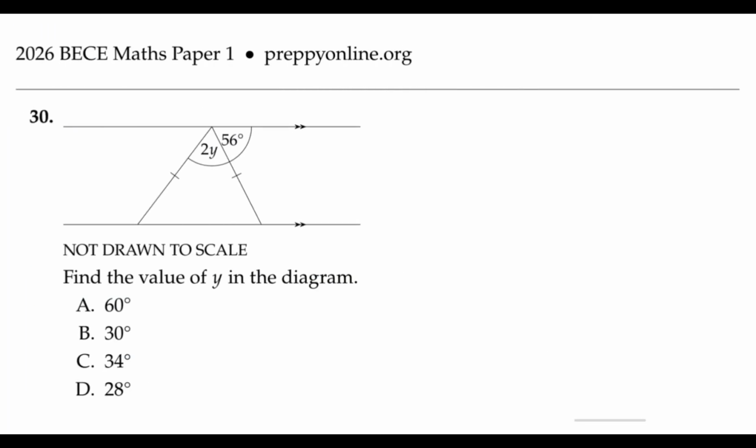Question 30. So here we have a figure that is not drawn to scale. That means that you cannot use your protractor to just measure things to get the answer. So we have two parallel lines. This line and this line are parallel to each other. And we have this triangle also.